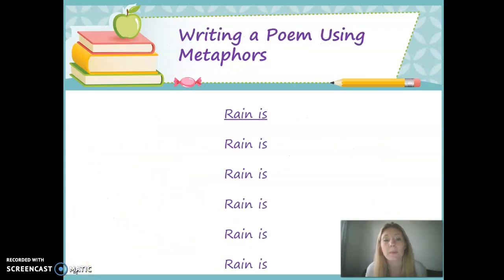Next, we're going to work to write a poem using metaphors. The subject of my poem is rain. My title is underlined. Rain is. I'm going to think and brainstorm what I know about a rainy day. What comparisons can I make to rain? I think about the weather outside. I know rain is a gray sky. When it rains, there are lots of gray clouds in the sky.